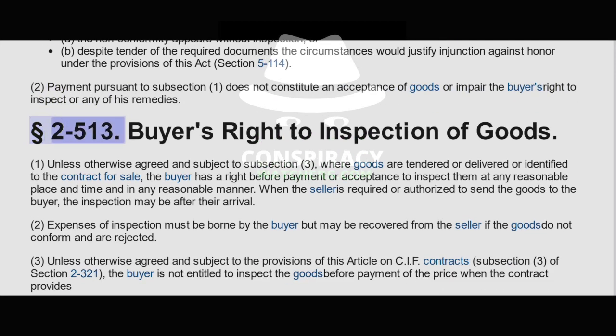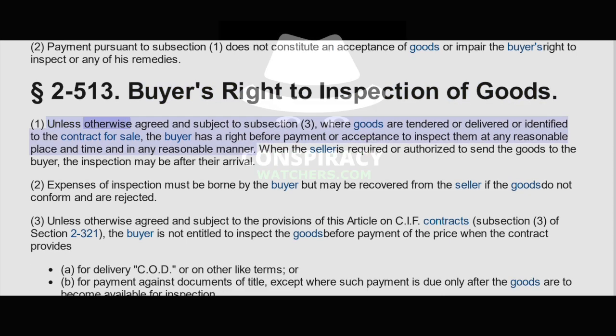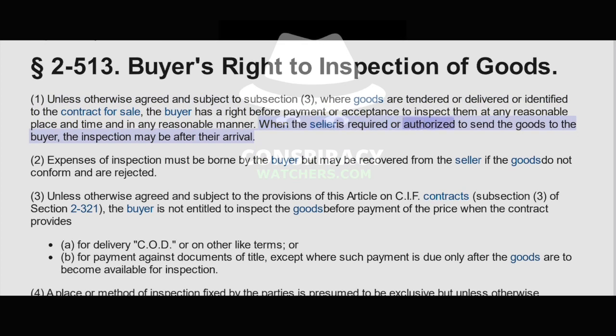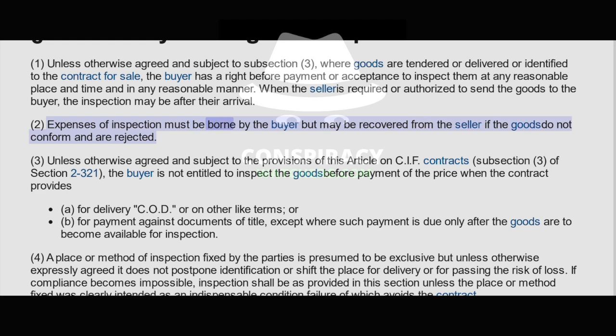Section 2-513. Buyer's right to inspection of goods. Unless otherwise agreed and subject to subsection, where goods are tendered or delivered or identified to the contract for sale, the buyer has a right before payment or acceptance to inspect them at any reasonable place and time and in any reasonable manner. When the seller is required or authorized to send the goods to the buyer, the inspection may be after their arrival. Expenses of inspection must be borne by the buyer but may be recovered from the seller if the goods do not conform and are rejected.